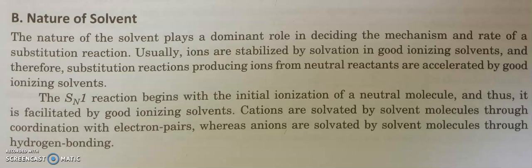Usually ions are stabilized by solvation in good ionizing solvents, and therefore substitution reactions producing ions from neutral reactants are accelerated by good ionizing solvents. Keep in mind that SN1 reactions begin with the initial ionization of neutral molecules, and thus are facilitated by good ionizing solvents. Cations are solvated by solvent molecules through coordination with electron pairs, whereas anions are solvated by solvent molecules through hydrogen bonding.